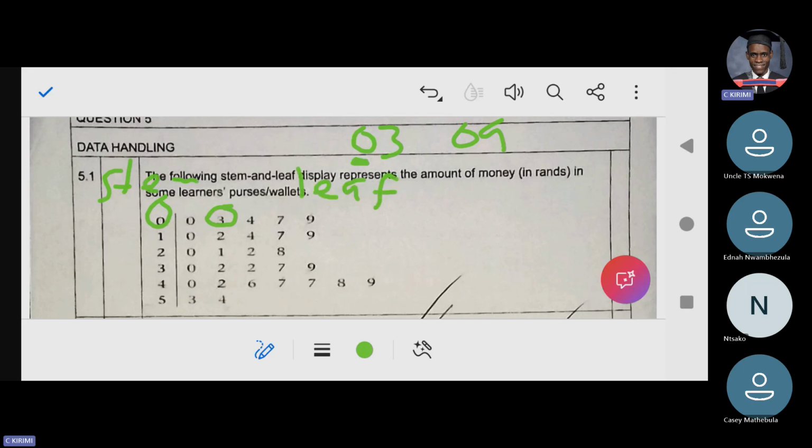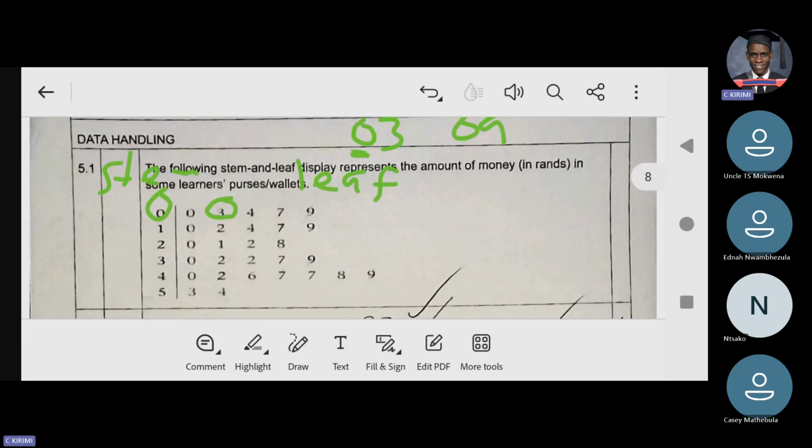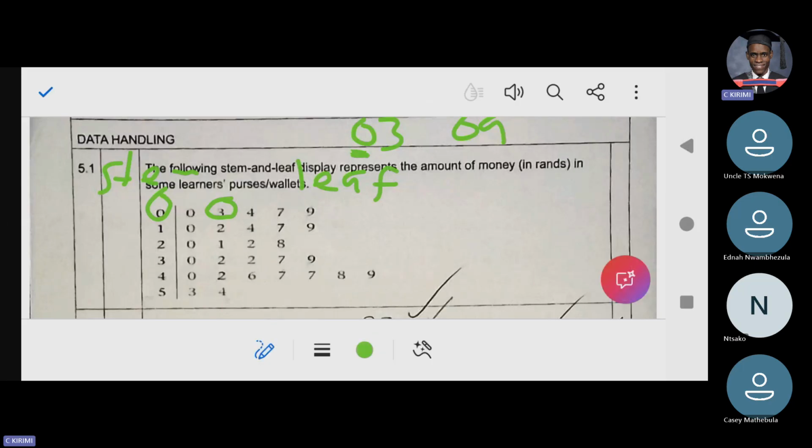Stem and leaf graph. We did that in class. It is always separated by that line. And I told you your stem and leaf graph must have numbers in ascending order. If you are given numbers which are not in ascending order, you must rearrange them, so that it always goes from smallest to biggest. Don't have a stem and leaf which is not arranged in ascending order. Is it clear?